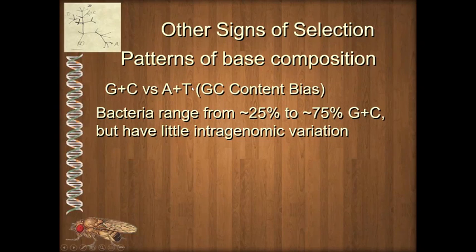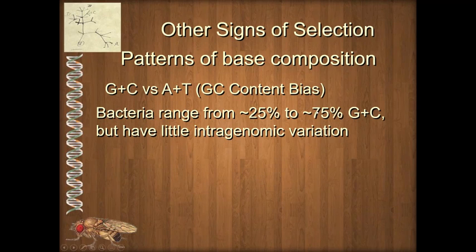Now realize from a neutral theory perspective, we would expect roughly 50-50. Over random mutations, if there's no natural selection working on differences in G's and C's versus A's and T's, we should not see a bias. It should be roughly 50%. So let's look at the data now that we have it.